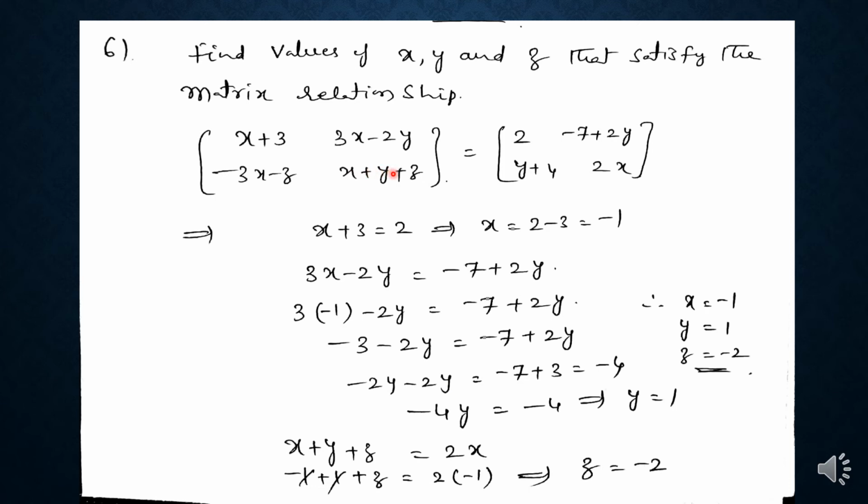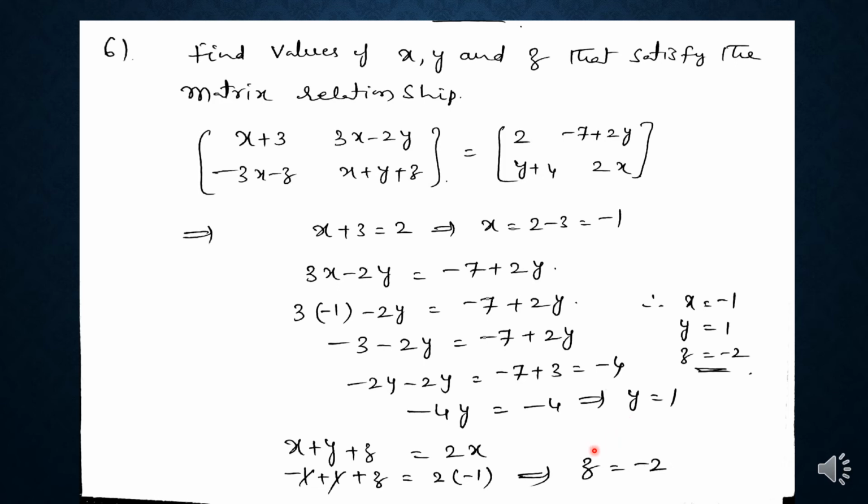Now to find the value of z, take the fourth element. We can take any one, this one or this one. Here given that x plus y plus z is equal to 2x. We know the values of x and y, by substituting x is equal to minus 1 and y is equal to 1 in this equation we will get minus 1 plus 1 plus z is equal to 2 into minus 1, that is z is equal to minus 2. Thus we got x is equal to minus 1, y is equal to 1, z is equal to minus 2.